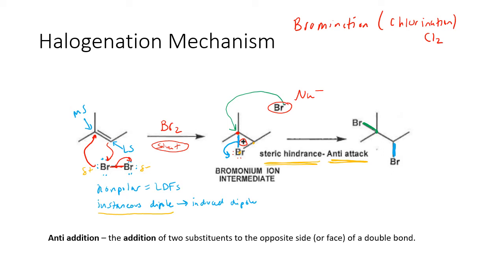So let me draw this on here and we'll get rid of it after, but it would not come around and squeeze in right there and attack on the same face as the bromonium ion intermediate, because it's just too crowded and sterically hindered. So that would lead to syn addition. And we don't see that, so we know that the mechanism follows anti-attack, where it attacks from the opposite face of that intermediate. And so that's why we end up with one of these pointed up and one of these pointed down. They're on opposite faces, so anti-addition.